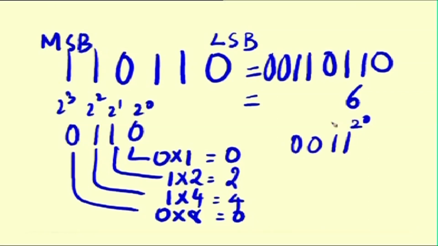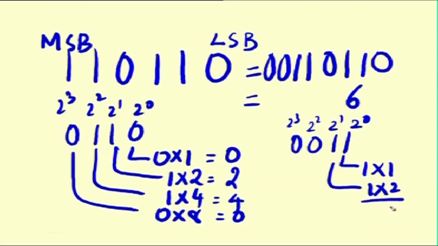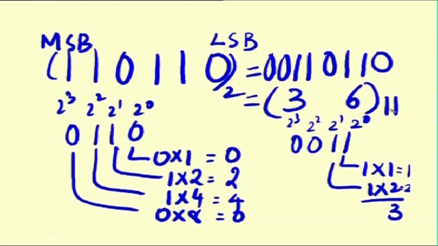0011 is again 2 power 0, 2 power 1, 2 power 2, 2 power 3. So, you can see this is 1 into 1, this is 1 into 2, these are all 0. So, what do I get? I get 2 plus 1, 3. This will be 1, this will be 2. Am I right? So, I will be getting 3. So, the answer is how much? The answer for this, in hexadecimal equivalent, will be 36. We should not call it 36, it is 36 in the hexadecimal number system.